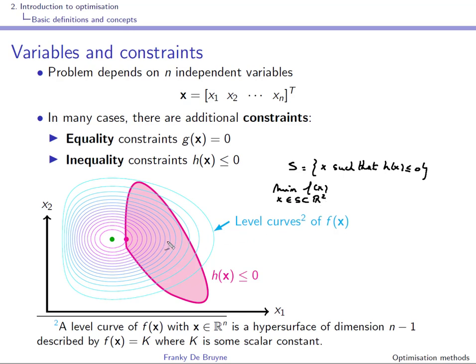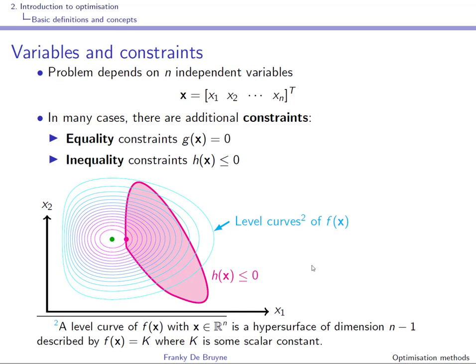And of course, the solution of this constrained minimization problem with inequality constraints, and here it's this dot over here, this point here in magenta, is different to the solution of the unconstrained problem given here in green.